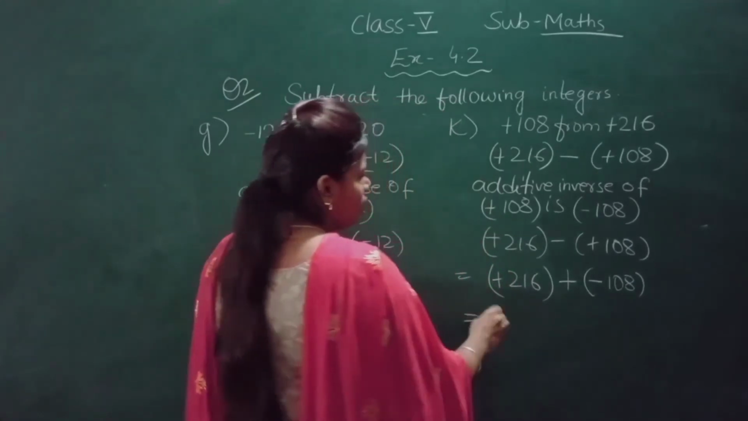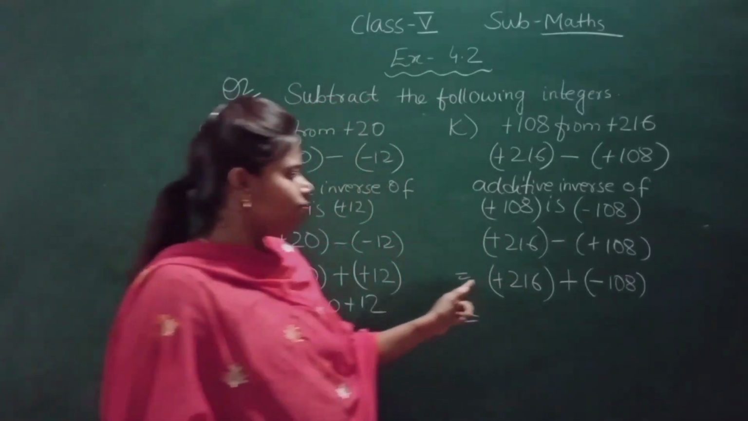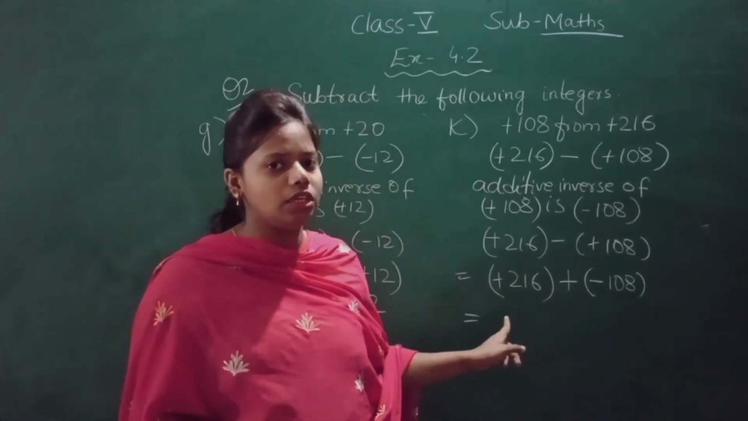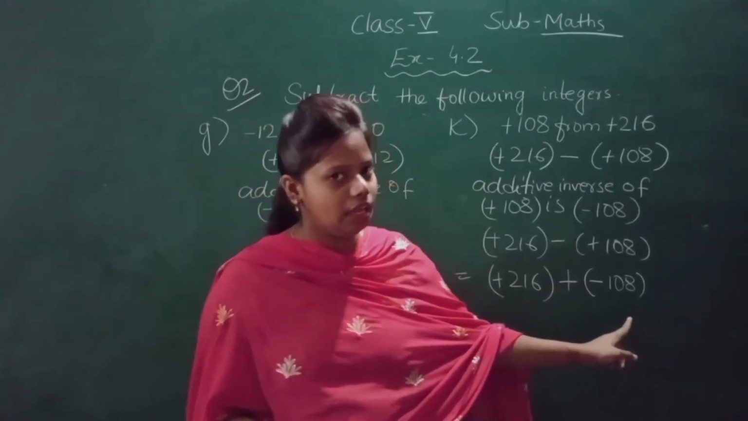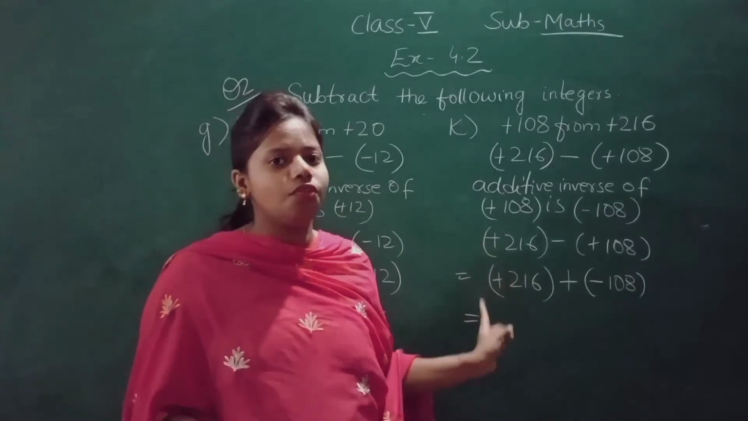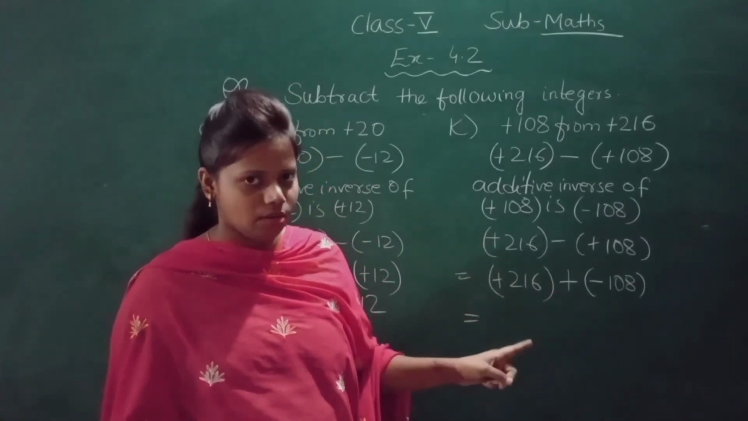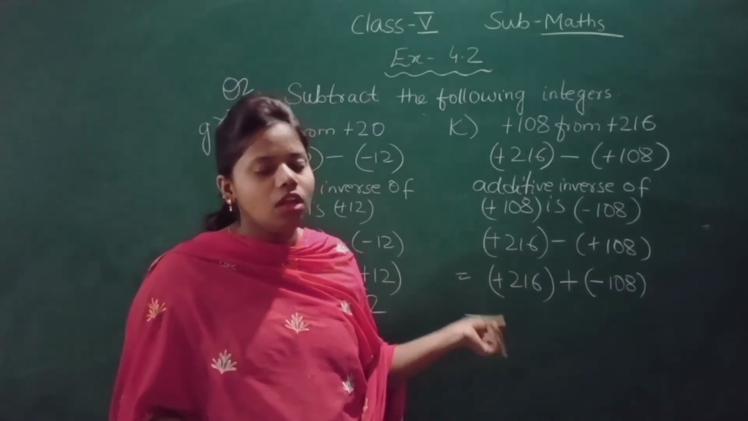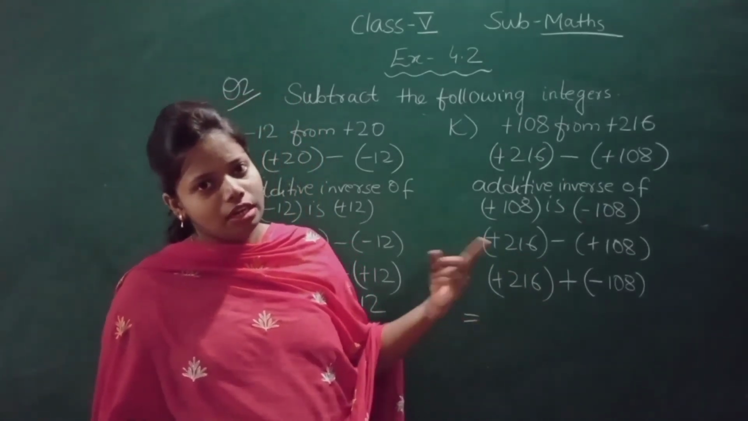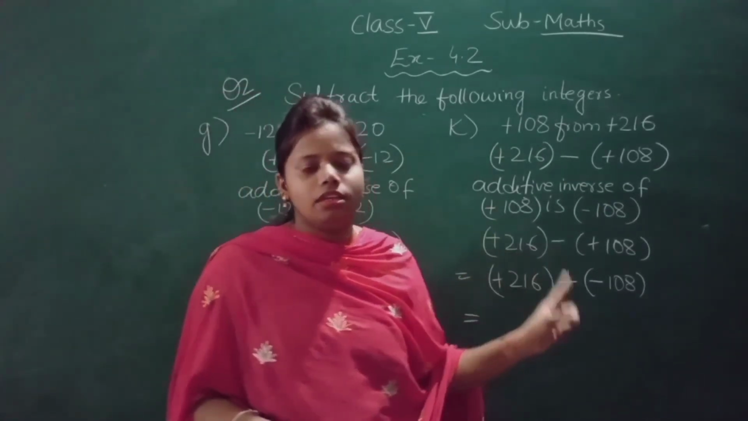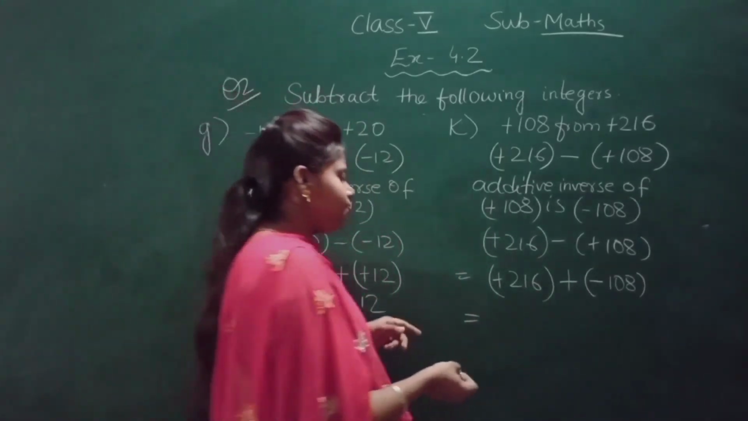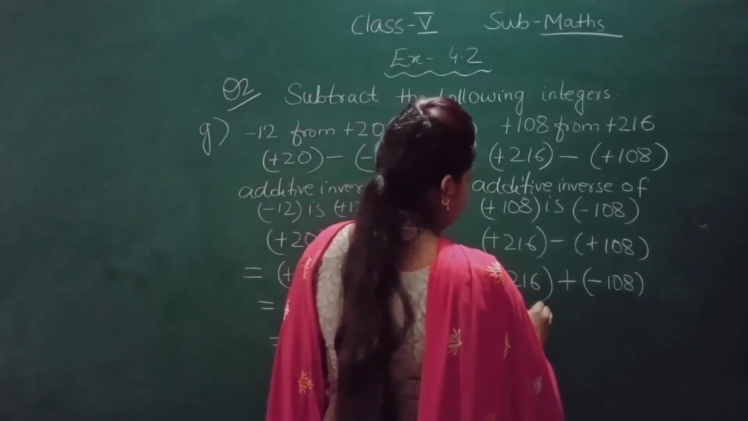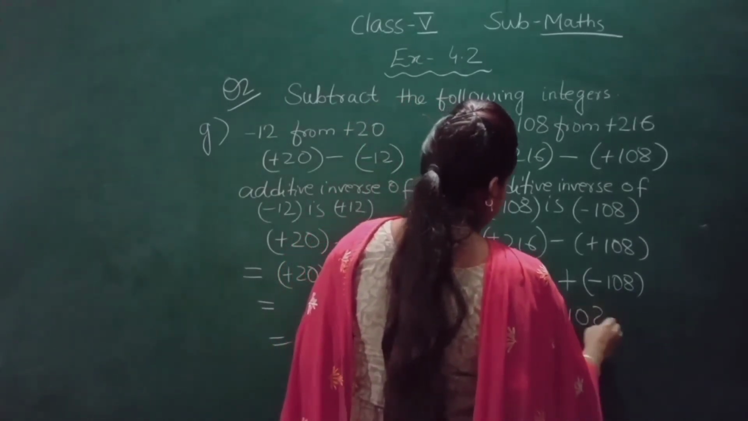Done. Now you can see here that two integers have opposite signs. This one is plus 216. This one is minus 108. So plus minus, two different signs, means what you have to do? We have to subtract. Which sign will we put? Which integer has the greater absolute value? That integer's sign we will put. Okay. So now let's subtract 216 minus 108.